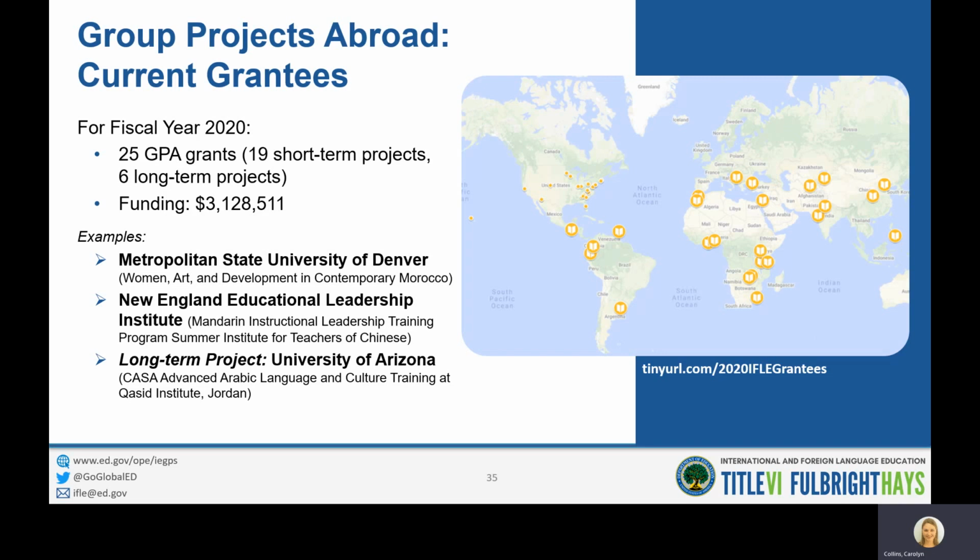So the short-term GPA projects really are for maybe 4 weeks where a group goes abroad, a group of teachers, students, faculty members engaged in a common endeavor. They have a theme, they study a particular subject while they're abroad, and then they come back home. The long-term projects are something like this one at University of Arizona, where they're actually funding the possibility for students and others to do Arabic language and culture training for a longer amount of time overseas. So it's really the time frame that differs, and then also the structure of the proposal.